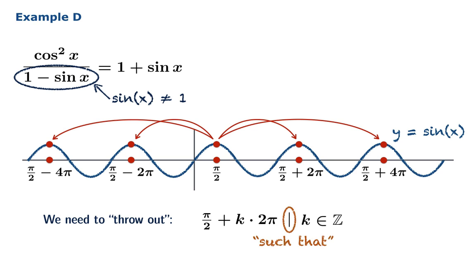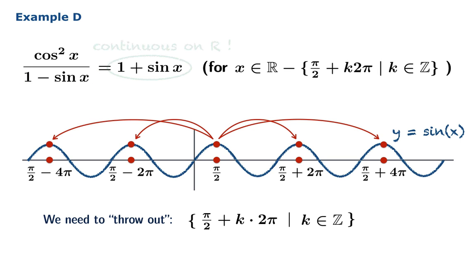And we can stitch this all together with the following notation. We can use this vertical bar which reads such that. In other words, we're looking at the set of all pi over 2 plus k times 2 pi such that k is an integer. This gives us all the arguments where sine is equal to 1 and the denominator vanishes. In other words, the domain of this expression is all reals except for this exceptional set we just determined.